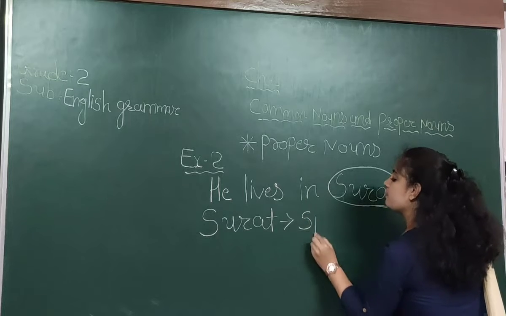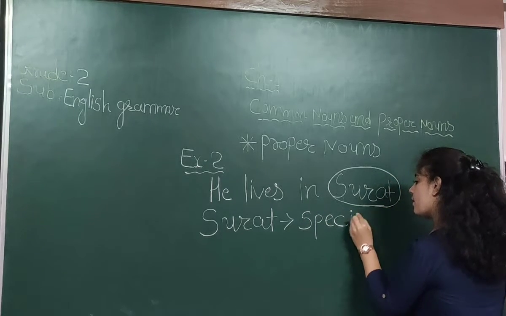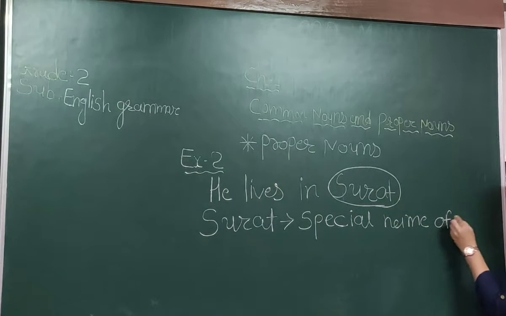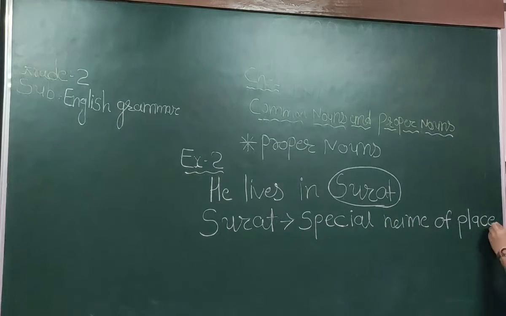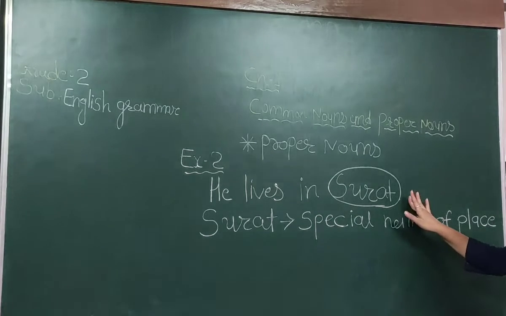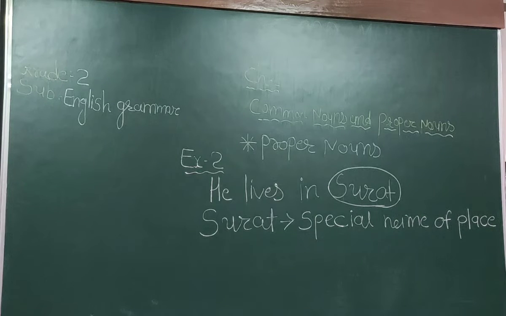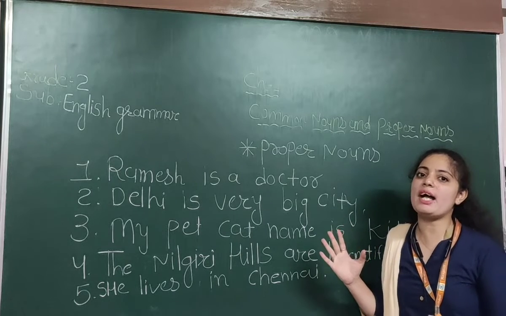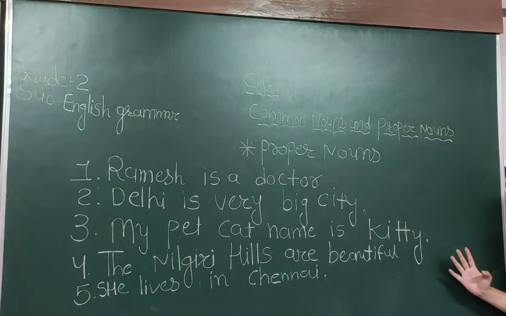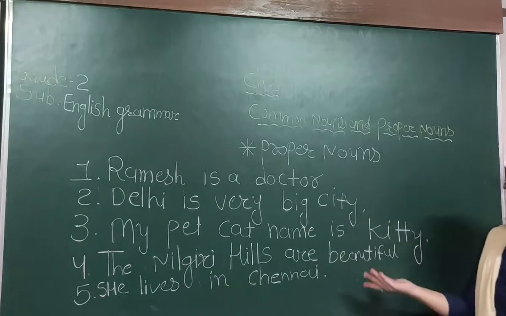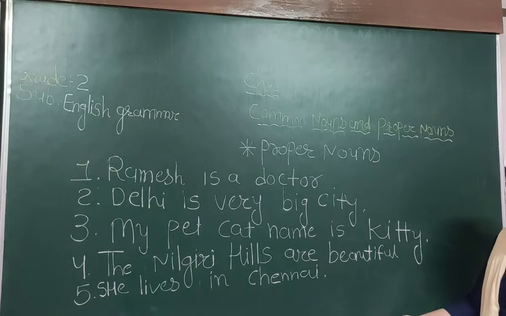The special name of place. Yes, Surat is the special name of place. In this sentence, Surat defines the special name of place. So, all the students, here five examples are there of proper nouns. Okay, so let's find the proper noun and let's see where it is in these sentences.